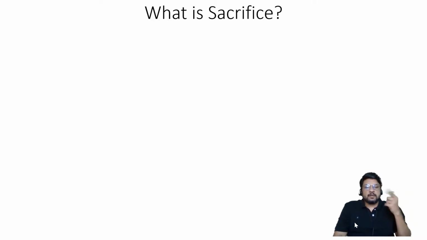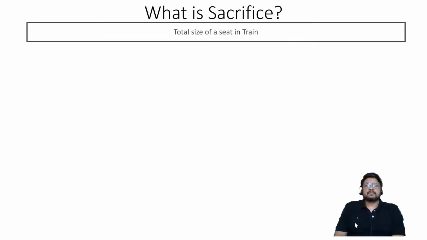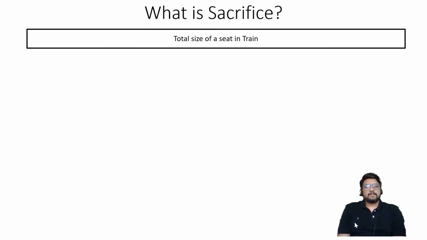If it is difficult to understand, let me take an example. Let us consider that we are starting from Pune and going to Mumbai or going to Delhi or something like that. So we are sitting in a train, Deccan Queen or something like that. So this is the total size of a seat in a train. This is the total size from this end to that end.